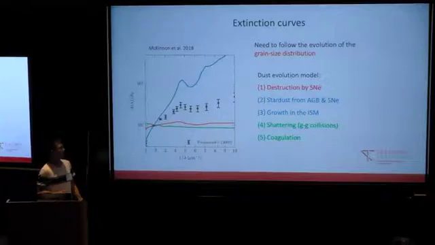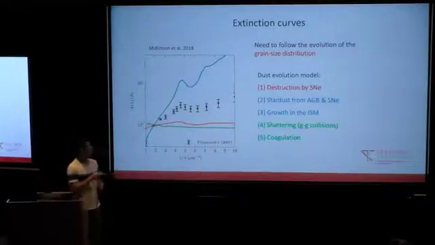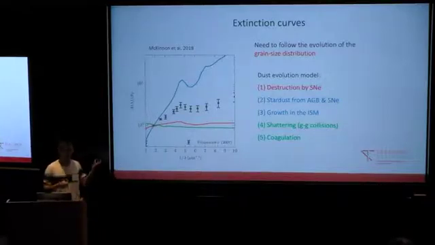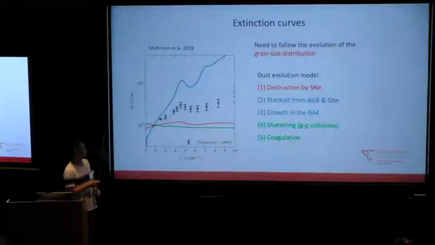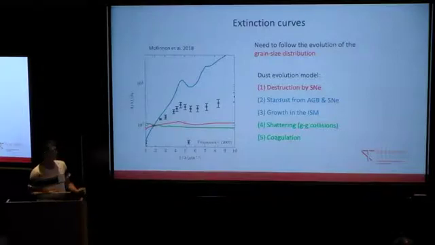the grain size. For example, shattering means that when you have collisions between dust grains, the large grains can fragment into smaller grains. And coagulation is the opposite process, where small grains stick together and become large grains. So these two processes are important to include if you want to study the evolution of grain size distribution in a self-consistent way.